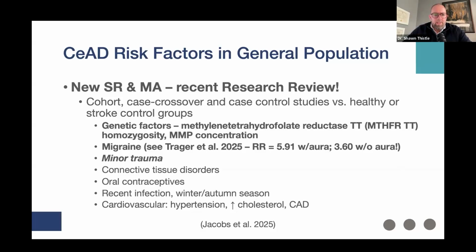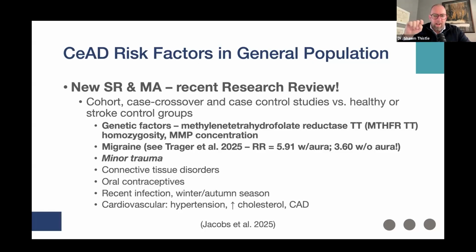This new systematic review and meta-analysis looked at cohort, case crossover and case control studies compared to healthier stroke control groups and found the following risk factors for cervical artery dissection, including vertebral and internal carotid. One of them was genetic, and there was a pretty strong correlation. This is methylenetetrahydrofolate reductase TT. It's a homozygosity here, and also matrix metalloproteinase concentration as well. We need more work on this, but I'll just put a pin in this for now.